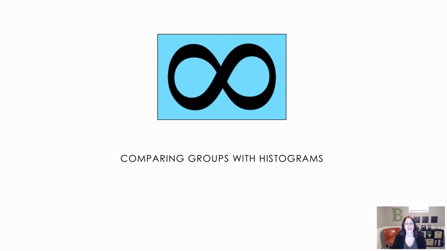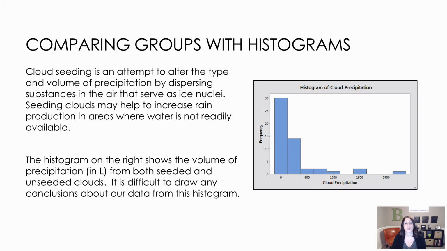Our first video this week is going to be about comparing distributions, and in this case we're going to focus on histograms. So if we're comparing groups with histograms, looking at this particular case, I've got just one histogram, and in this histogram I have seeded clouds and unseeded clouds and their average precipitation.